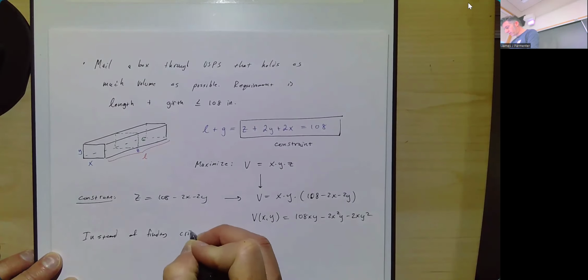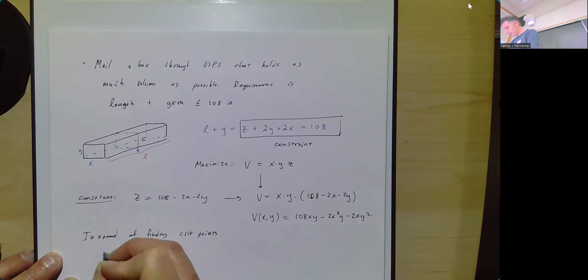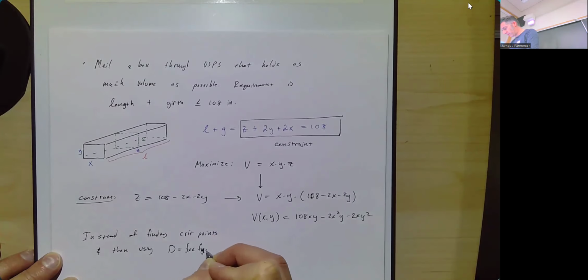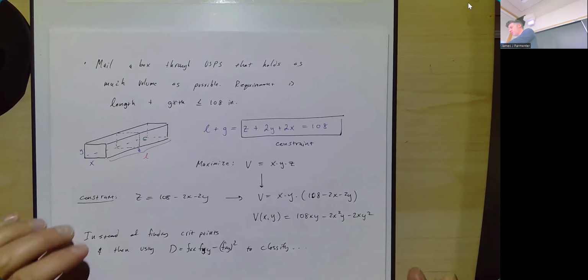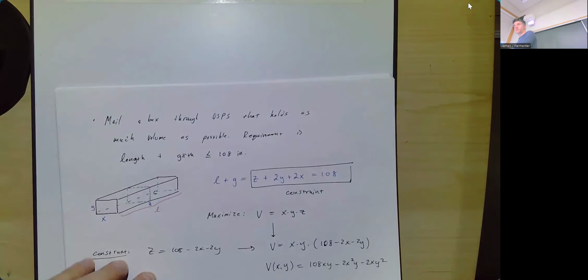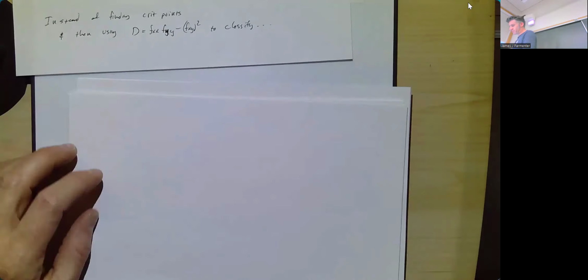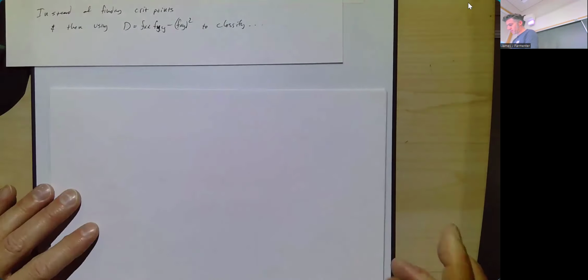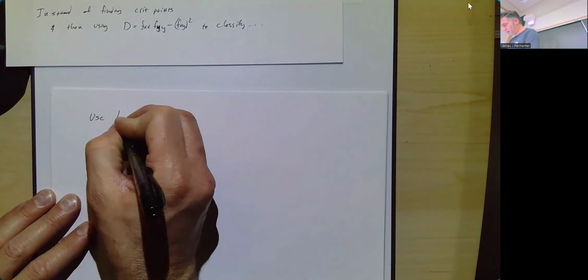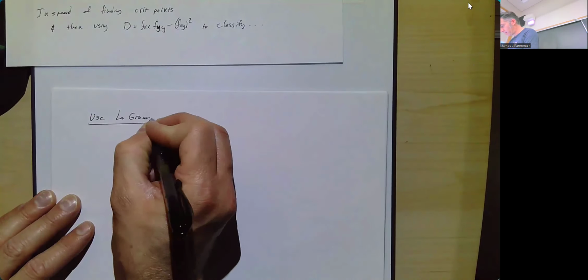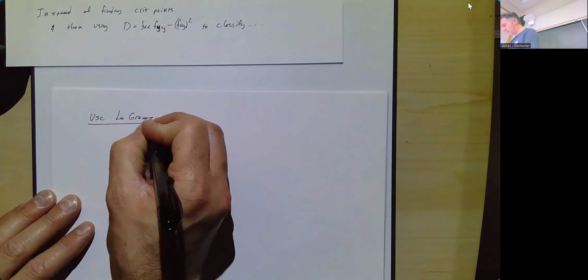So instead of finding the critical points and then using D equals fxx times fyy minus fxy squared to classify, we're going to do the following instead. We're going to use Lagrange multipliers. So here's how Lagrange multipliers work. And again, on Friday we'll come back to this example and do it the other way so you can see if they produce the same results.